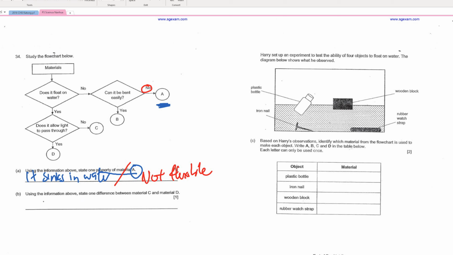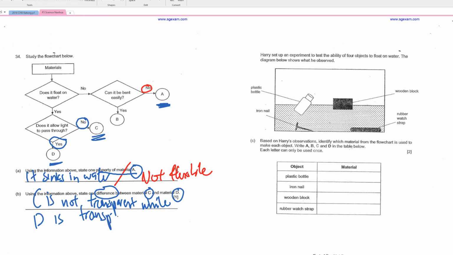Next, question B. Using the information above, state one difference, not the same, between C and D. Where are C and D? C is over here, D is over here. So C does not allow light to pass through, while D allows light to pass through. So C is not transparent because it does not allow light to pass through, while D is transparent because it allows light to pass through.